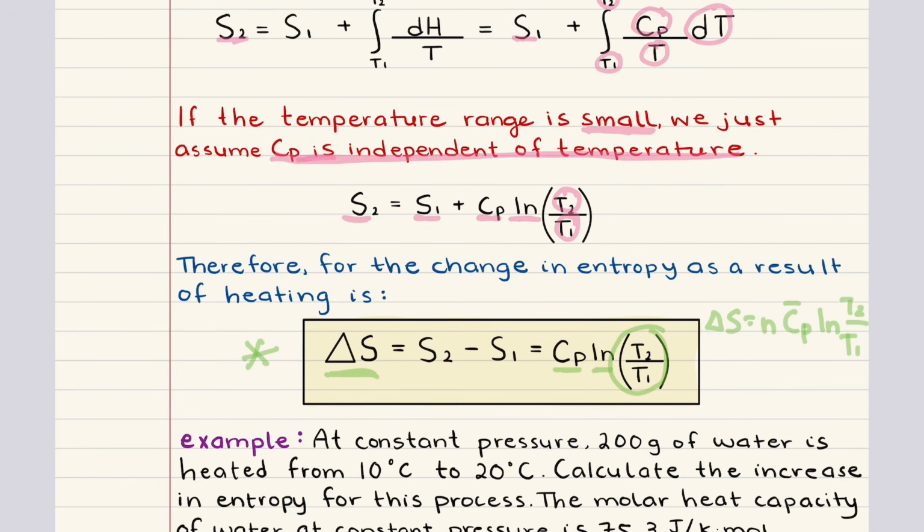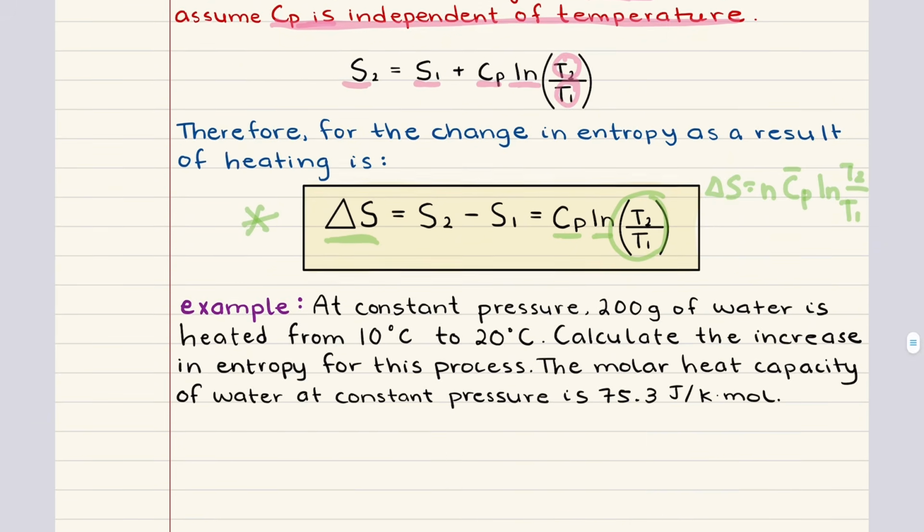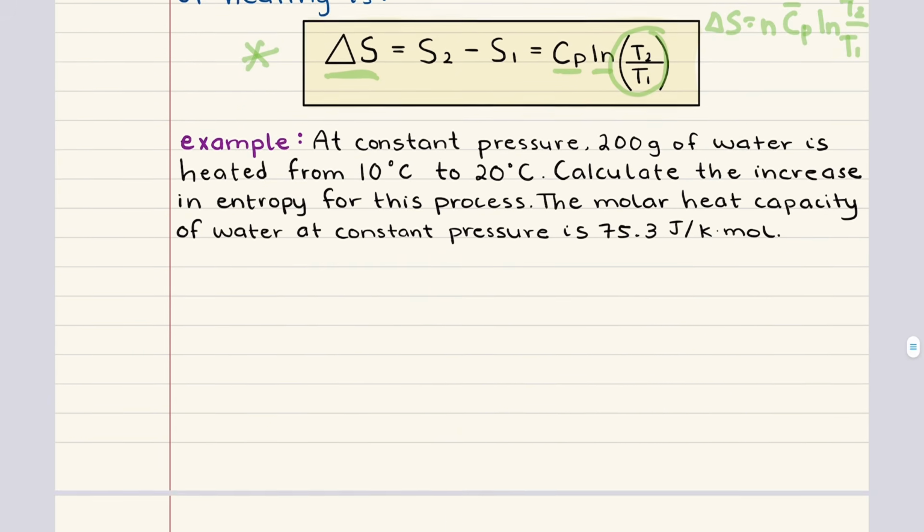So this links entropy to something tangible and measurable, and that is very much a cornerstone of calorimetry in physical chemistry. With that, let's jump into a practice problem. This one says, at constant pressure, 200 grams of water is heated from 10 degrees Celsius to 20 degrees Celsius. Calculate the increase in entropy for this process.